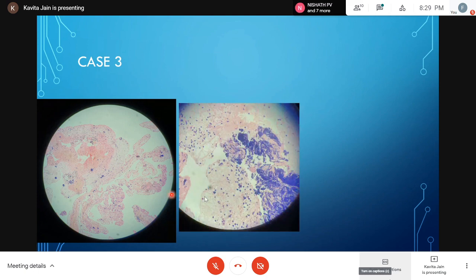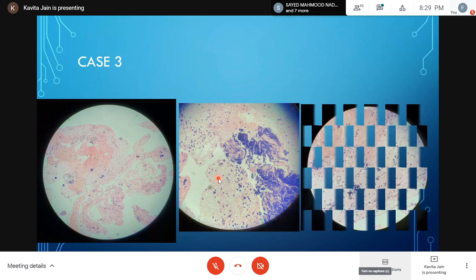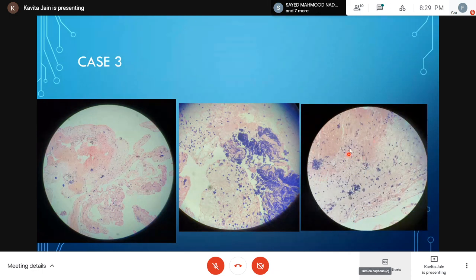When I went to the high power, some bothering cells definitely were there. Although these were crush artifacts, I kept on convincing myself that these may be just reactive cells also. But anyhow, they were there in different fields. So I again put the first panel, that is CD3, CD20, CD30, Pax5 and all, and definitely they came out to be CD30 and CD15 positive, and the patient was Hodgkin's lymphoma.